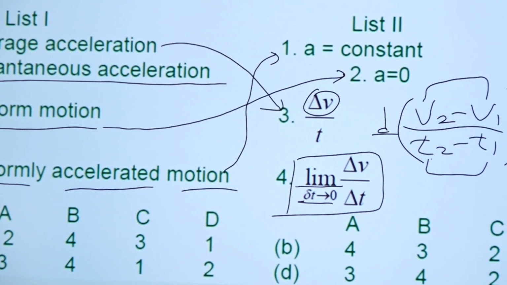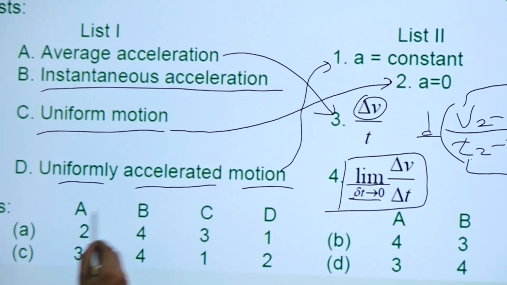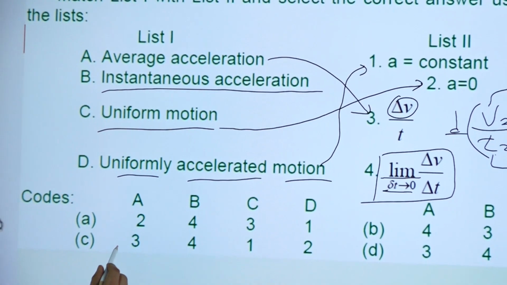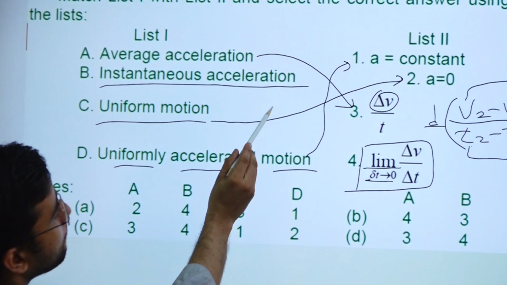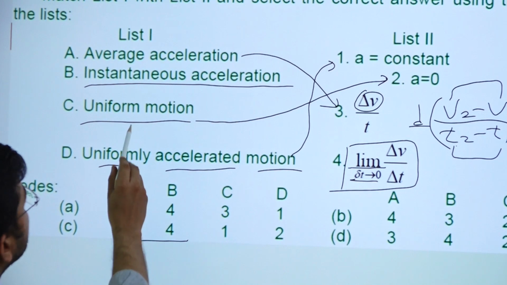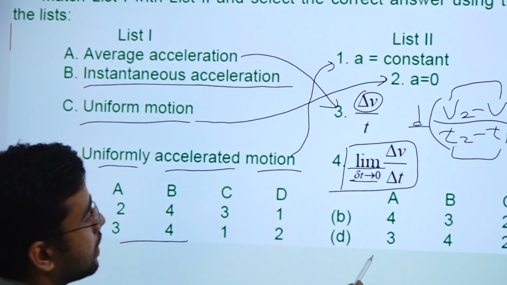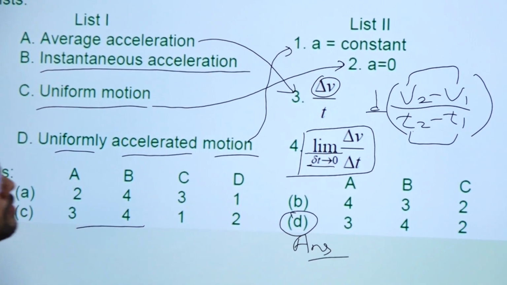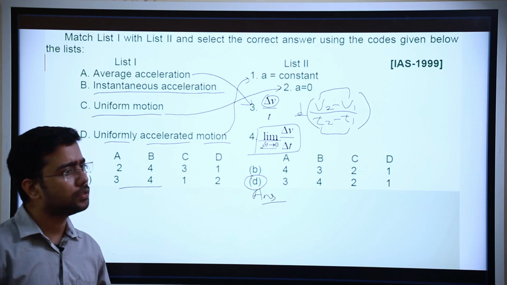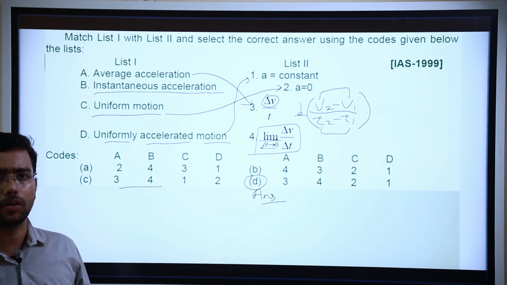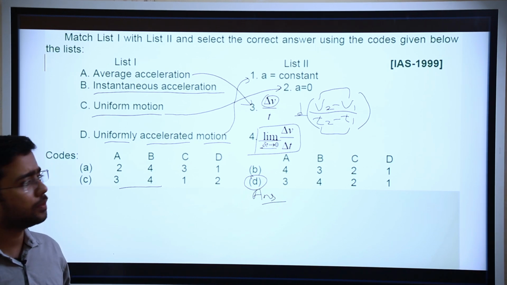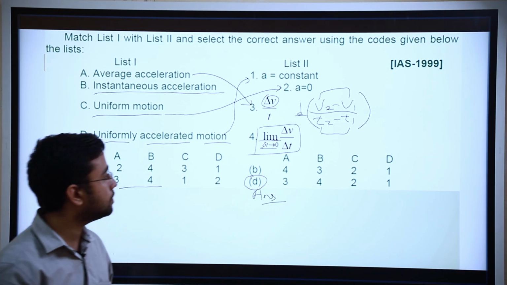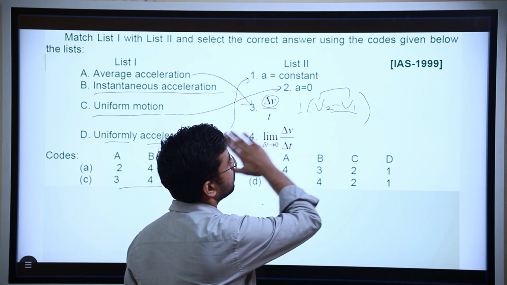So in that case what will be the answer? A3, B4, C2, so D will be the answer. Normally this type of question comes worth 1 mark only. It won't come for more than 1 mark. So let us move to the next question.